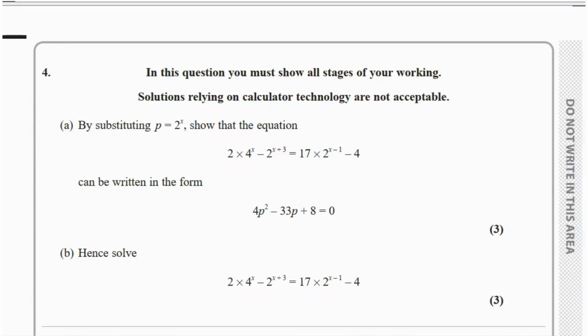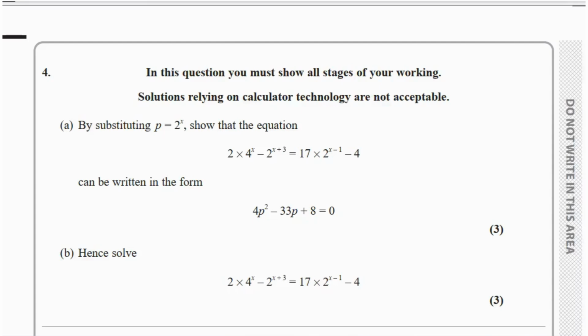Then it says, in this question, you must show all series of your working. Solutions relying on calculator technology are not acceptable. So by substituting p equals 2 to the power of x, show that the equation 2 times 4 to the power of x minus 2 to the power of x plus 3 equals 17 times 2 to the power of x minus 1 and then minus 4, can be written in the form 4p squared minus 33p plus 8 equals 0. And then we have to solve the equation.